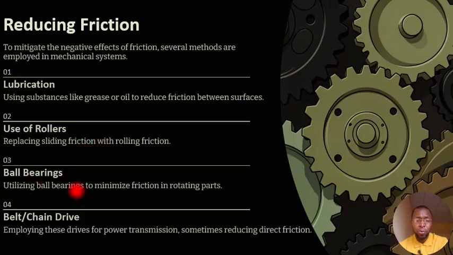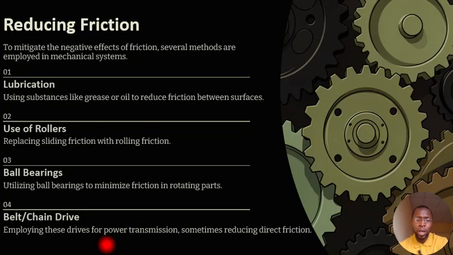Then ball bearings too help in reducing friction. When you apply little balls between the two surfaces, it helps in reducing friction. And lastly, the use of belt or chain drive. Employing belt or chain drive in transmitting power sometimes reduces direct friction too.